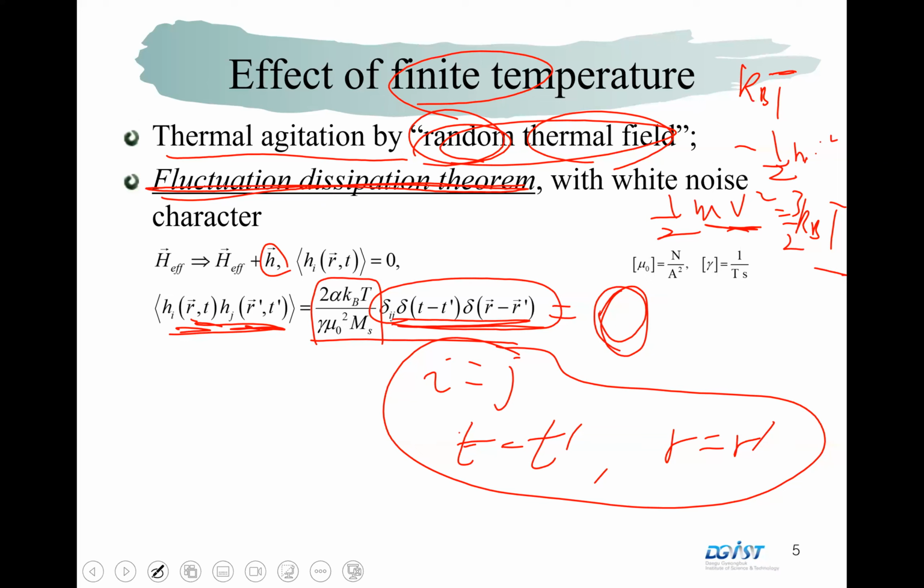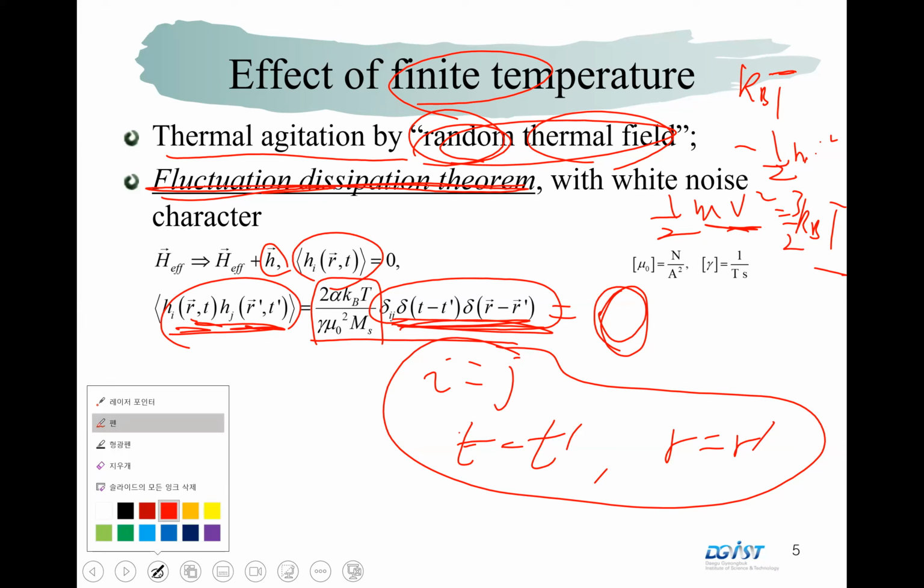So this equation means the thermal field is purely random, and if we have a certain thermal field at this point, the thermal field at the next point is totally independent of the previous one. Also, at the same point, if we have a certain field at a certain time, at the next time its direction and size are totally uncoordinated. They point in any direction with any magnitude. That's the physical meaning of these two equations, and that's the result of the fluctuation dissipation theorem in statistical physics.